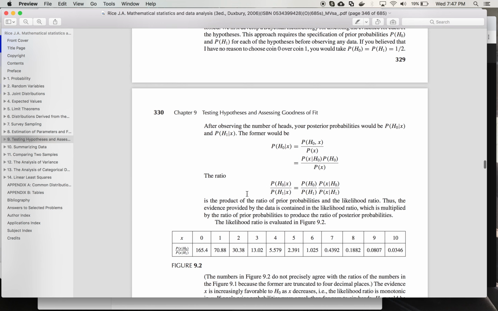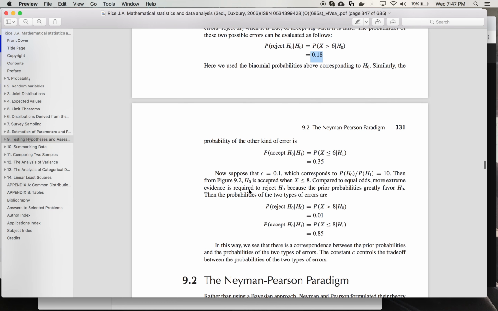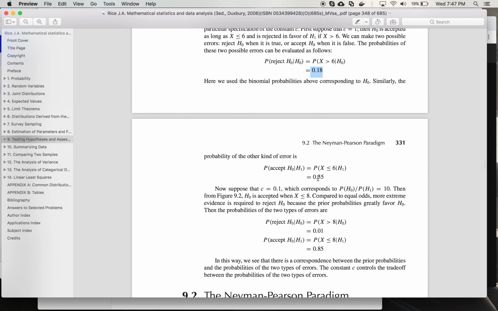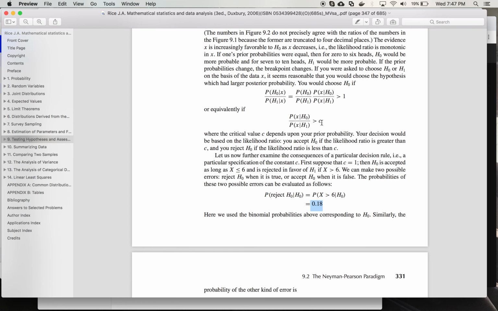The second error that we have to figure out is the type 2 error, which is accepting h0 when h1 is true. This is the probability of x less than or equal to 6 when h1 is true, and that comes to around 0.35. So both of these values are for when we choose our critical value as 1.